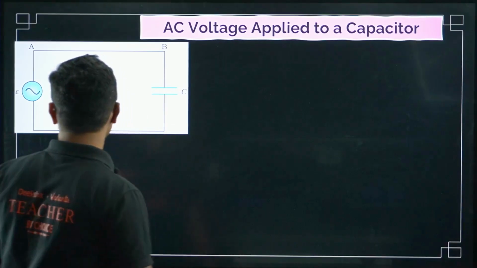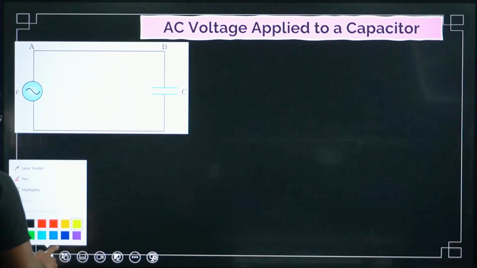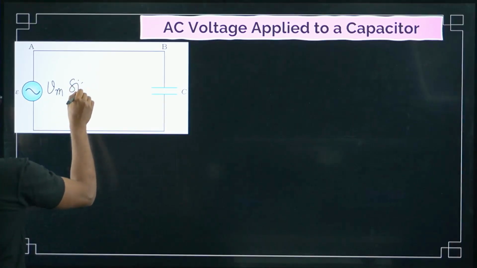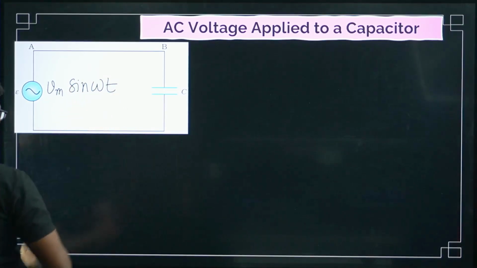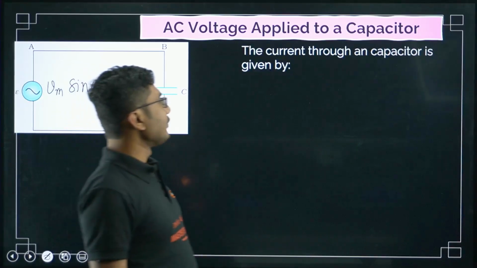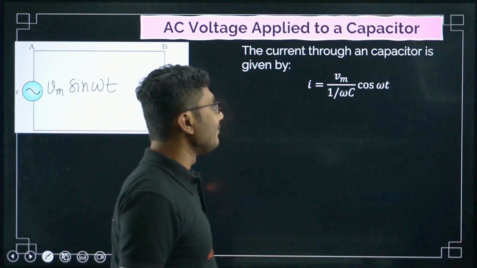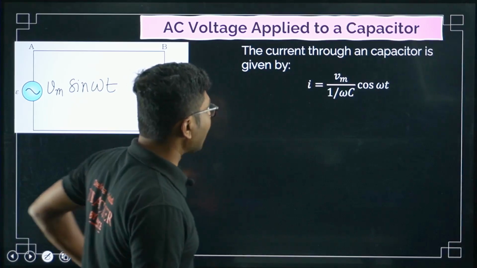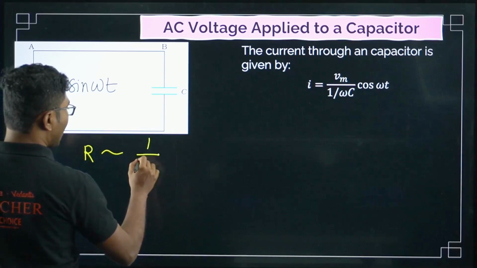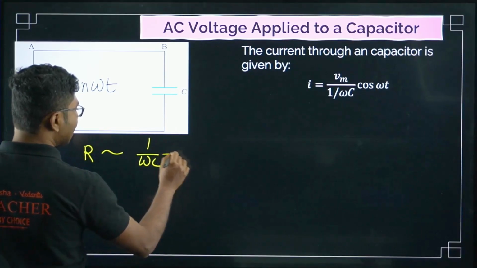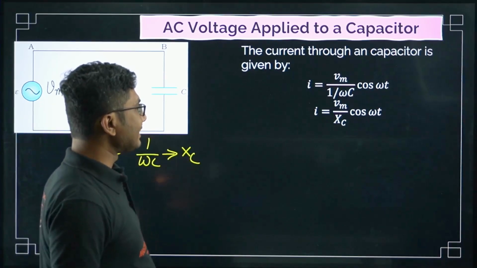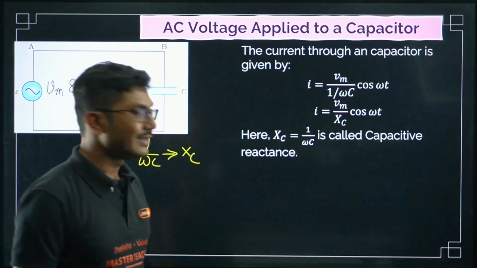Now next is AC applied to a capacitor. Again we are applying the same voltage, Vm sin omega t, across all three components. Again you can find the current is given by Vm divided by 1 upon omega c. The role of resistance is played here by 1 upon omega c, and this is called Xc. Xc is called capacitive reactance.